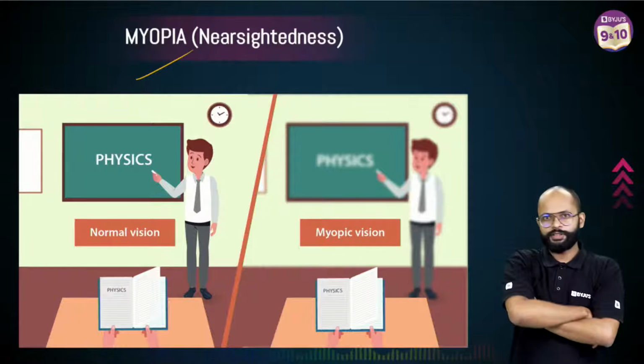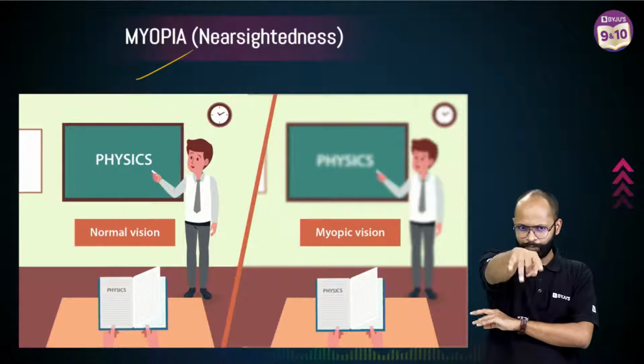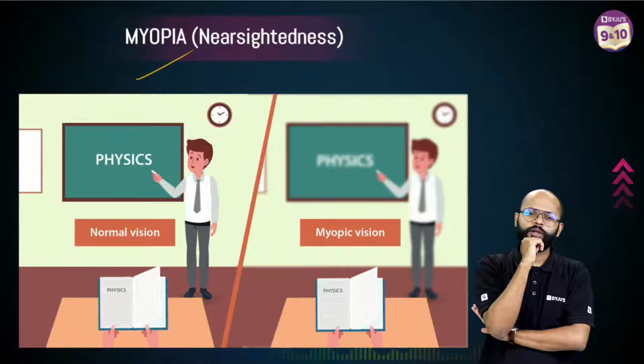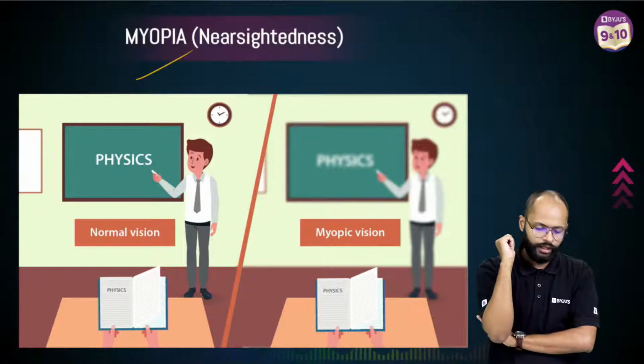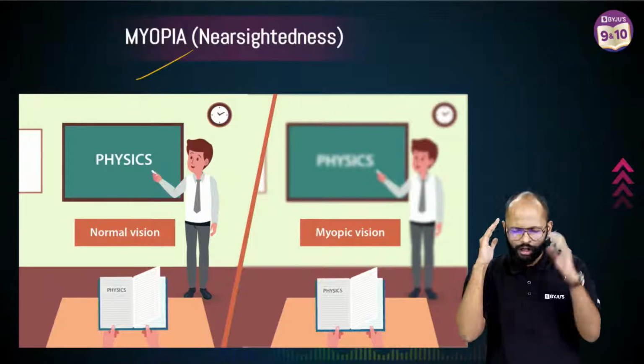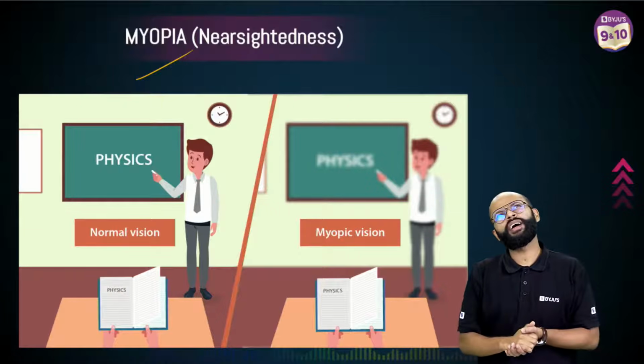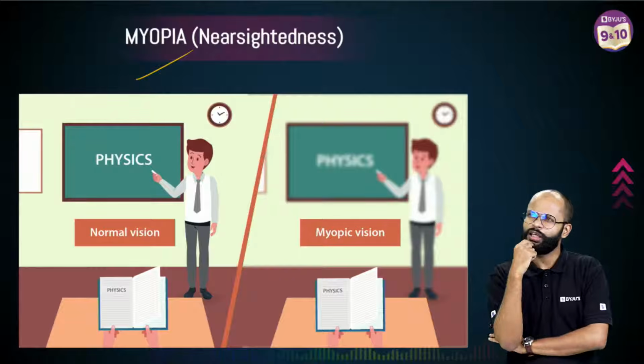Sir, how to remember this? If you agree, just let me know in the chat. Okay. Rods and cones are cells, no? Rods are light sensitive, cones are color sensitive, right? So, myopia and hypermetropia. A lot of times, students get confused, sir, myopia pass wala tha ya dur wala tha?